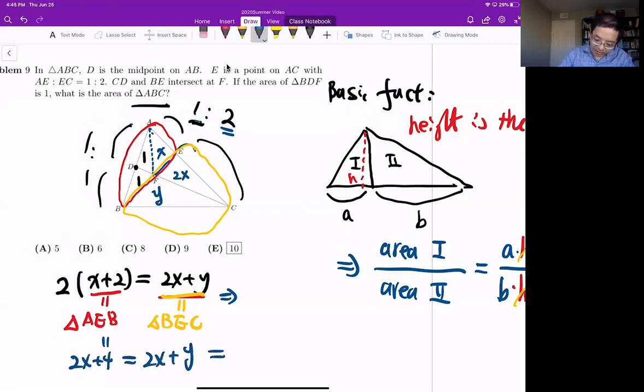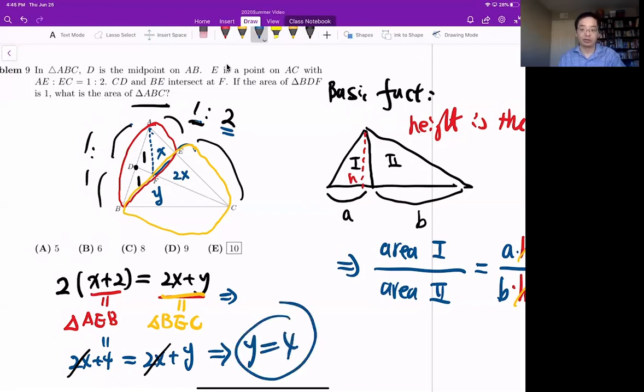Okay, great. So we can just cancel 2x on both sides. I just get y equals to 4. Okay, so I derive y equals 4. All right. So now I can put y to be 4. So if y equals to 4, let's see what we can have.